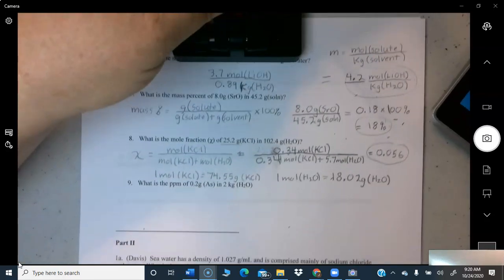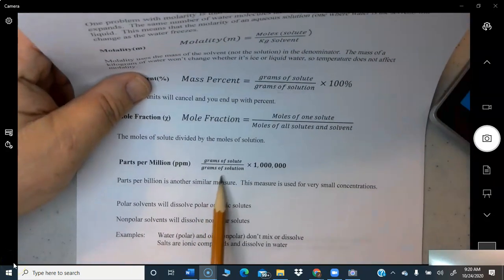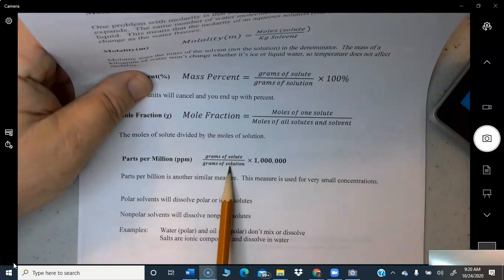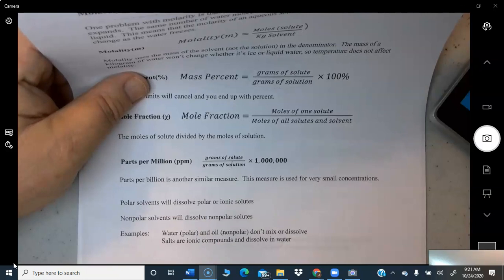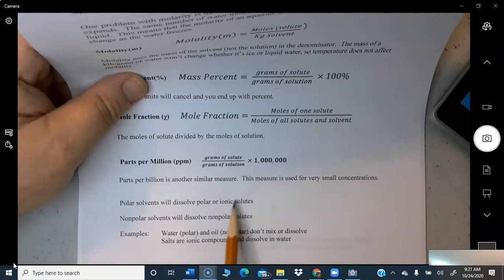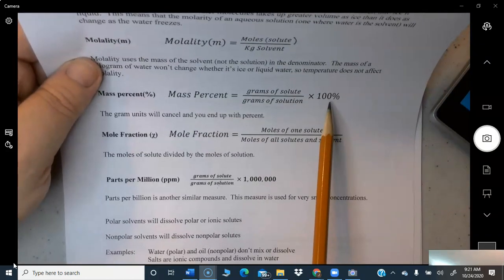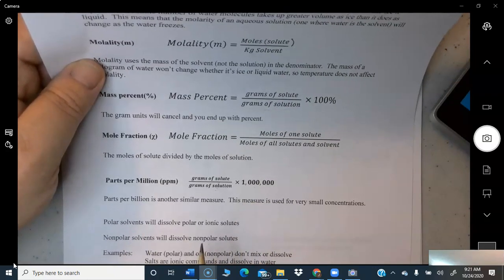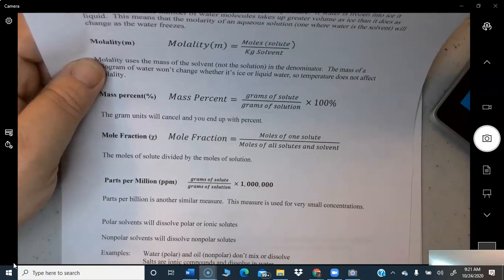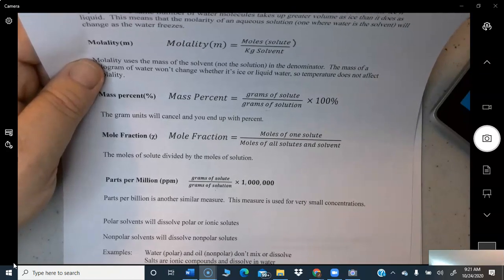Okay, let's go on, and we'll finish up this video with this particular problem. It's parts per million. Parts per million is grams of solute over grams of solution, not solvent. Always be careful whether that denominator is solvent or solution. Solution is the two of them mixed together. So it looks just like mass percent, except instead of multiplying by 100%, you're going to multiply by 1,000,000. It's used for very small concentrations, like toxic substances in the drinking water. That's measured in parts per million or even parts per billion.